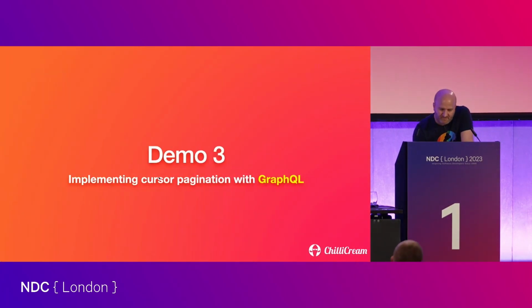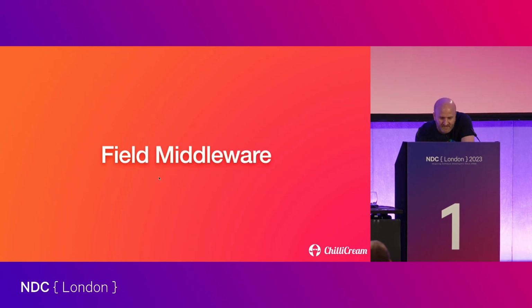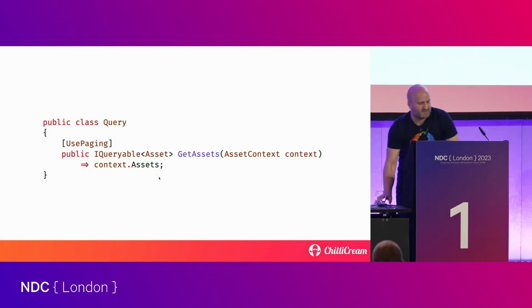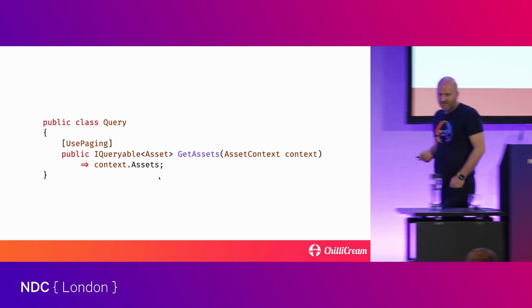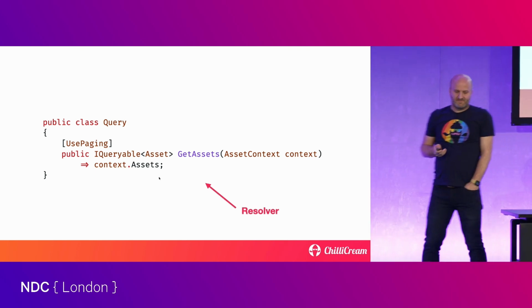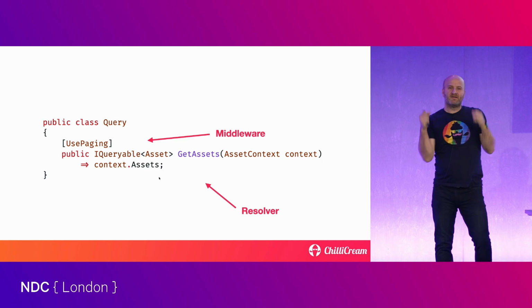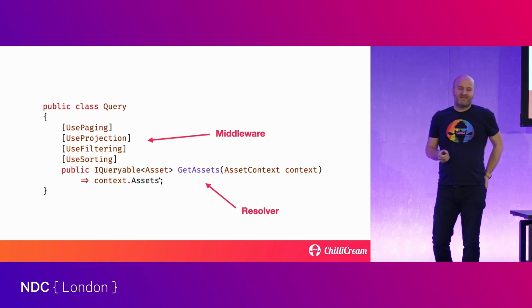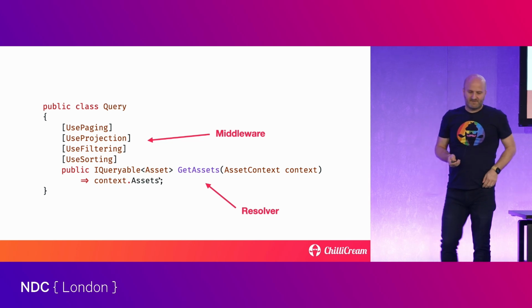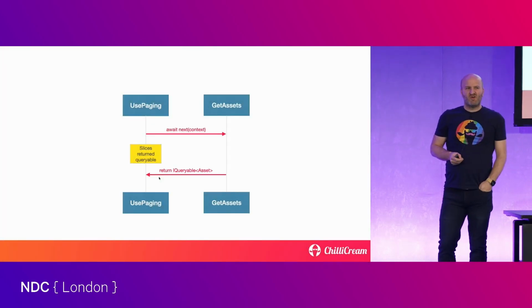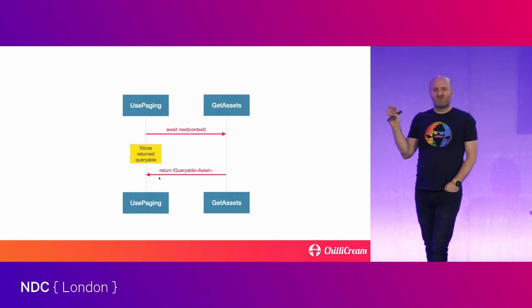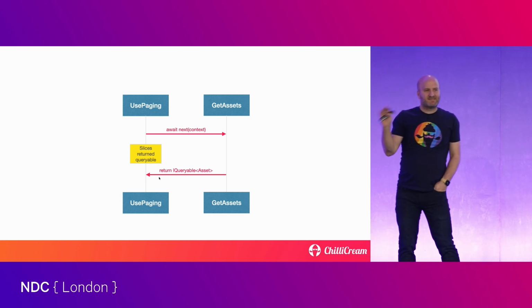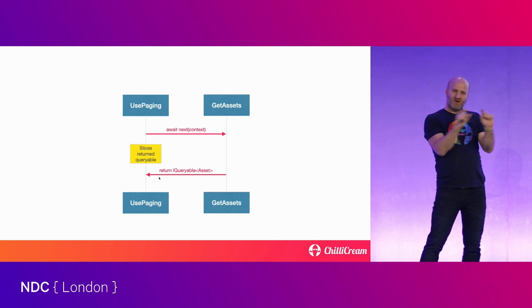Okay, let's go back to the slides and talk a bit about field middleware. So how does it work actually? So this guy is a resolver. And on top here, the use paging is actually a middleware. And these other things are also middlewares. And who knows the middleware pattern in ASP.NET Core? Okay, it's the same thing, but we apply it per resolver.